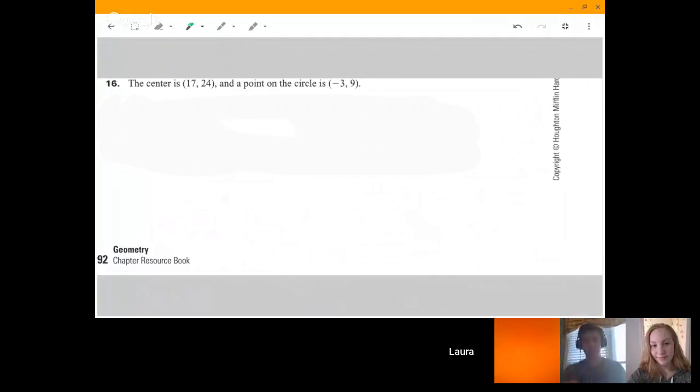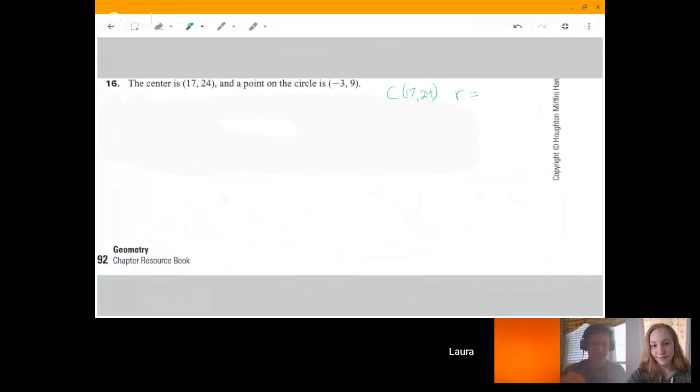Okay. So if you know the center of a circle and you know a point on the circle, that's not enough to write an equation, because to write an equation, you have to have a center and you have to have a radius. So how could you find the radius with the information that it tells you here? Distance formula. You got it, distance formula.